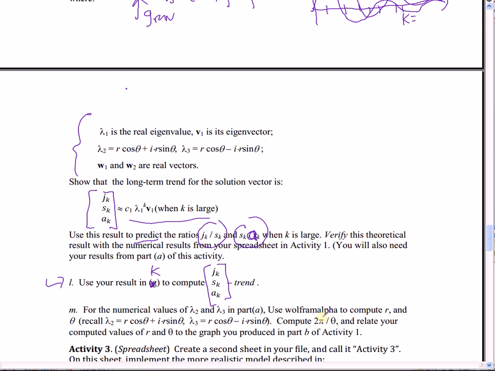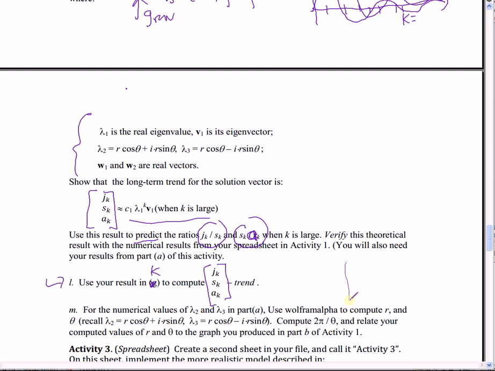Now, part M, the last part of activity 2: from the numerical values of lambda 2 and lambda 3 in part A, use Wolfram alpha to compute R and theta. Now, R and theta are related to the two complex eigenvalues. This is called the complex polar form of the complex number lambda 2. This is the complex polar form of lambda 3. Note that these two eigenvalues are complex conjugates of each other. This is r cos theta plus ir sine theta. This is r cos theta minus ir sine theta.